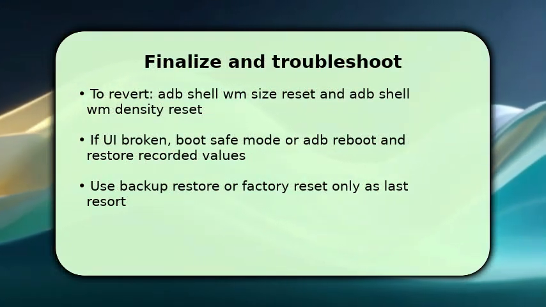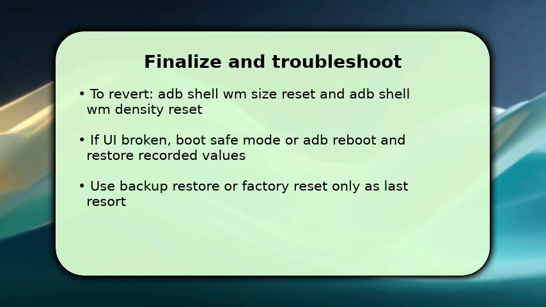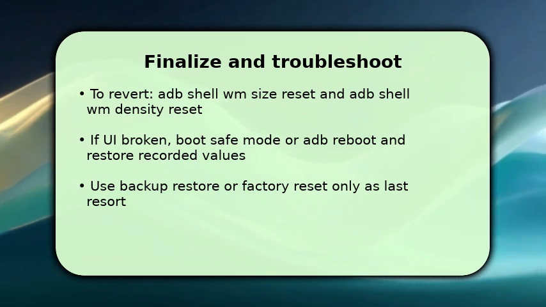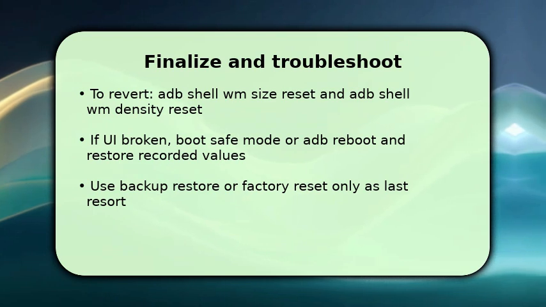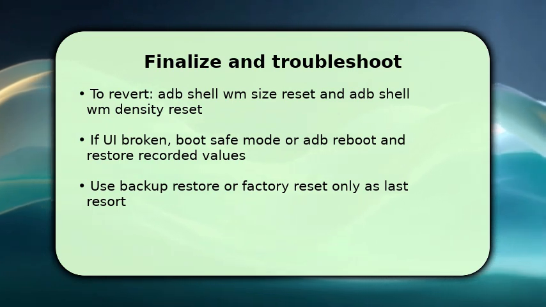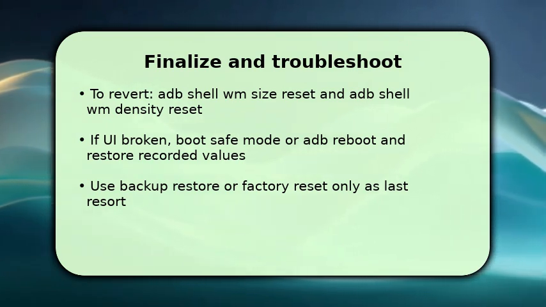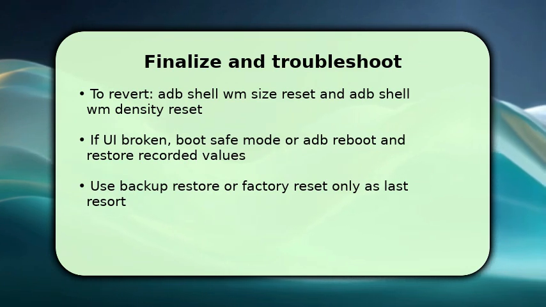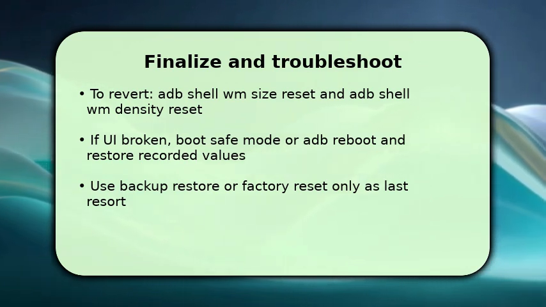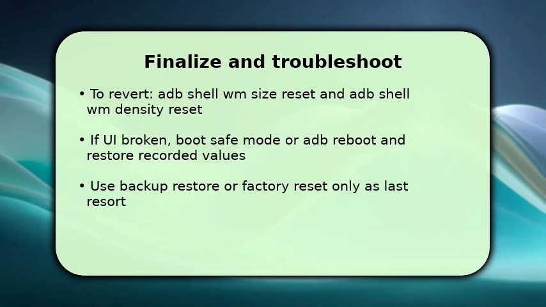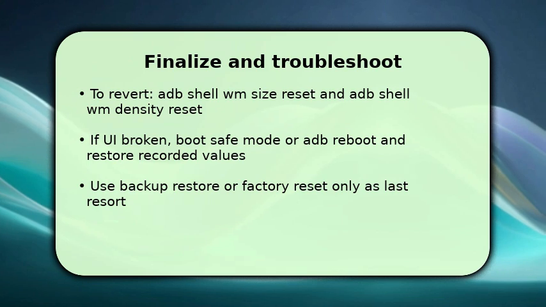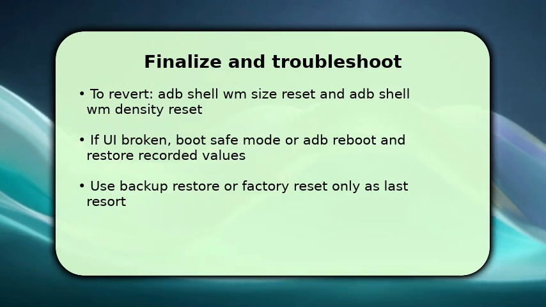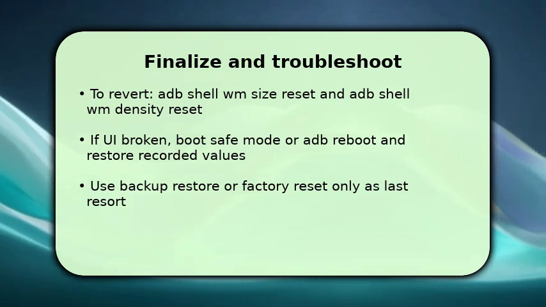If not, revert immediately with adb shell wm size reset and adb shell wm density reset, or restore the numbers you recorded. If the UI becomes unusable, boot into safe mode or use adb reboot to regain control, then restore. One key troubleshooting tip: if the screen is unresponsive after changes, connect via ADB and reset size/density. Avoid factory reset unless no other option remains.